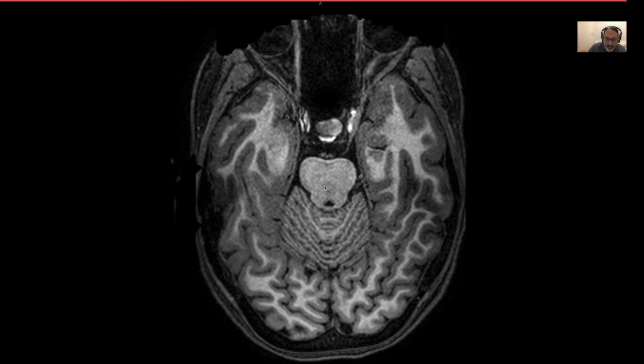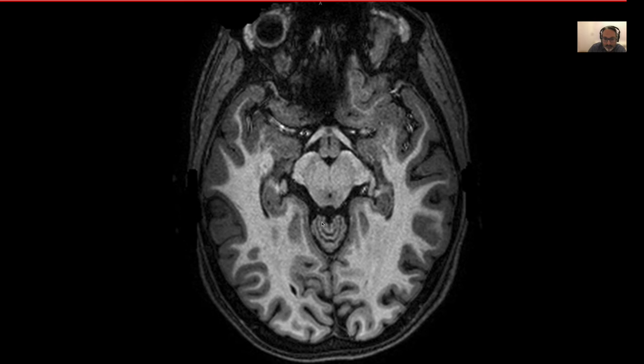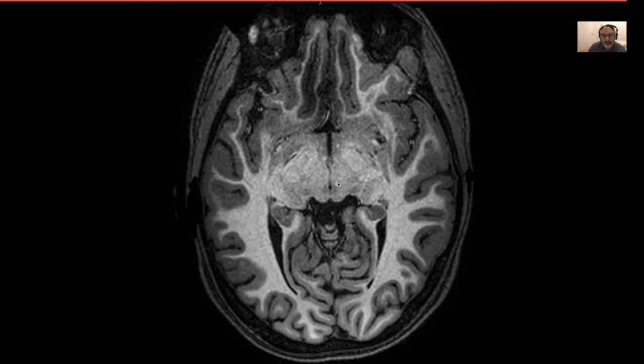That's the midbrain. And as we keep going up, these are the cerebral peduncles. That's the temporal lobe. That's the occipital lobe. And as we keep moving upward, the cerebellum slowly vanishes. And now it's the full occipital lobe.